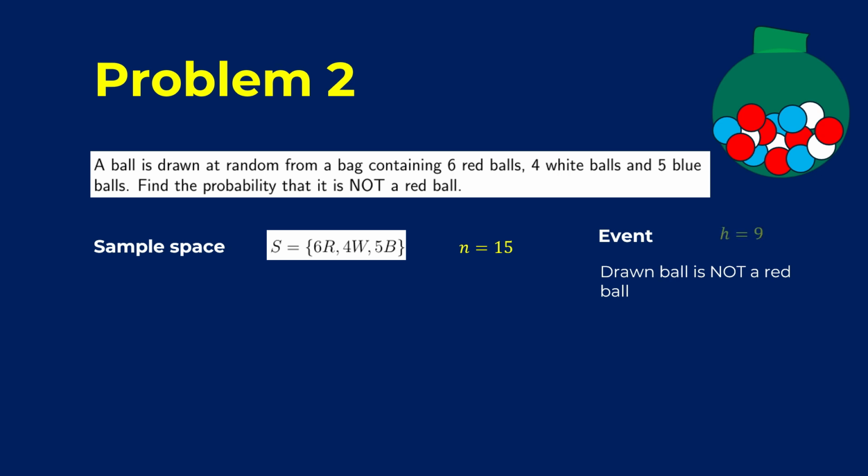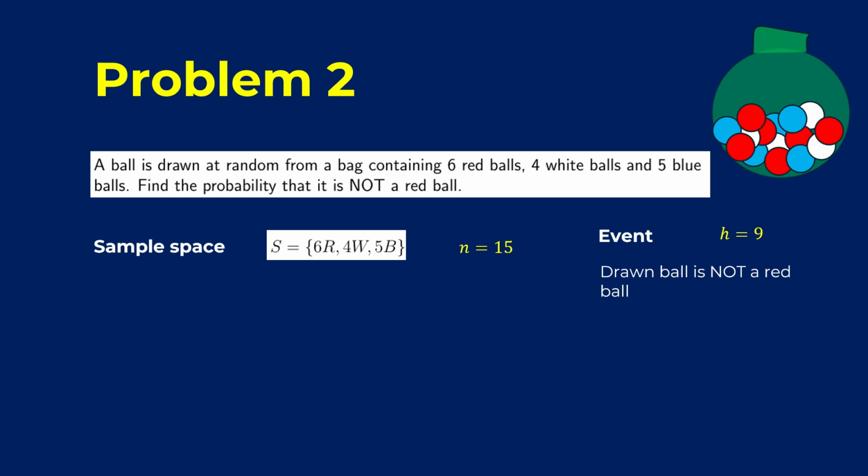As this is a small sample space, we could easily figure out that there are 9 possibilities to choose a white or a blue ball from the bag. And we can use the same approach as in the previous slide to find the probability as h by n, which is 9 by 15 or 3 by 5.